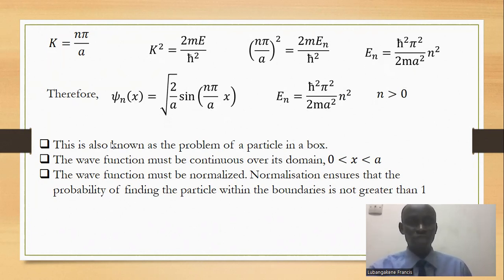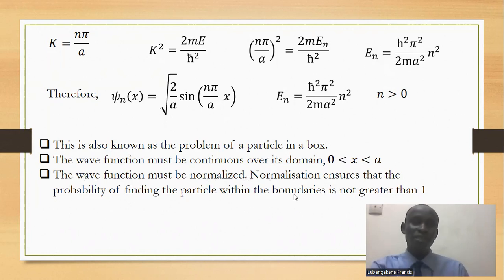So we have points to note here. First of all, we are talking of a problem in a box, where a particle is stuck within a wall. The second recognition is that the wave function must be continuous even over the boundaries of the lower limit and the upper limit. Thirdly, the wave function must be normalized. To normalize is to ensure that the probability of finding the particle within the boundary is not greater than 1.